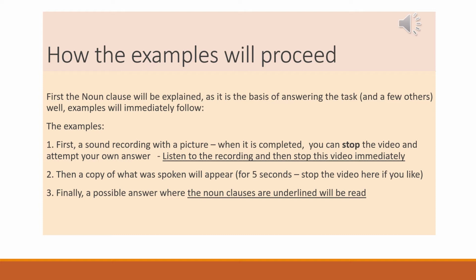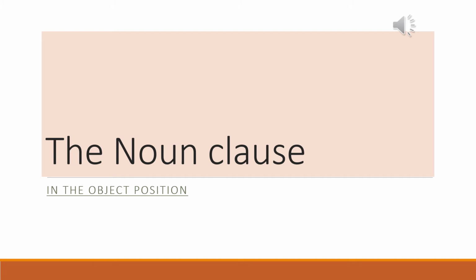So the examples will run like this. First, there'll be a sound recording with a picture. When it's completed, you can stop the video and attempt your own answer. So listen to the recording and then stop the video immediately. Okay, and now you can do your own answer if you like. Second, after a few seconds then, a copy of what was spoken will appear. So the text of what was spoken will show up on your screen. It'll only be up there for 5 seconds. You might want to stop your video again here. Finally, I'll read a possible answer where the noun clauses are underlined so you can understand how you use them in your procedure. This presentation is on the noun clause in the object position.